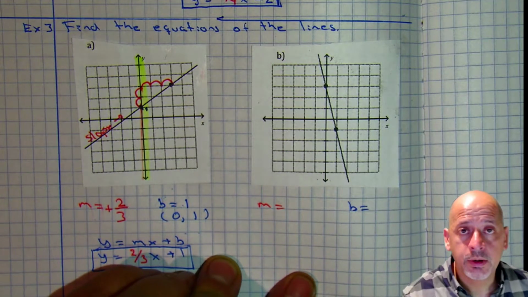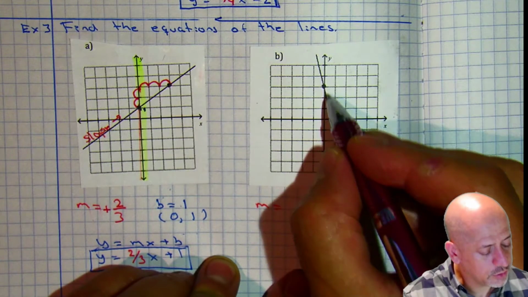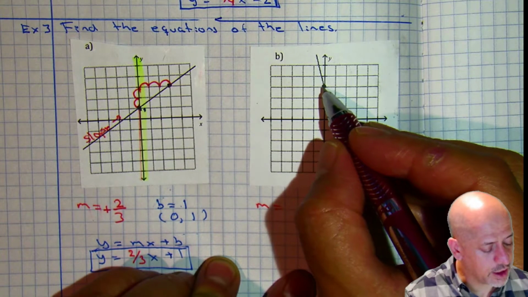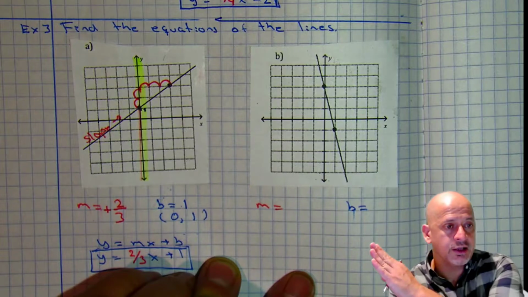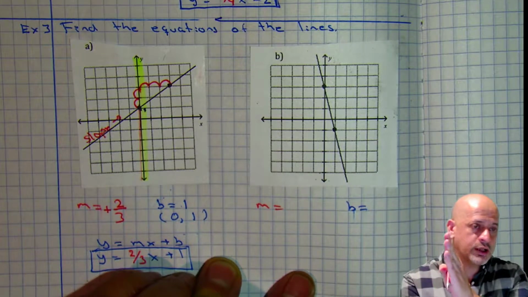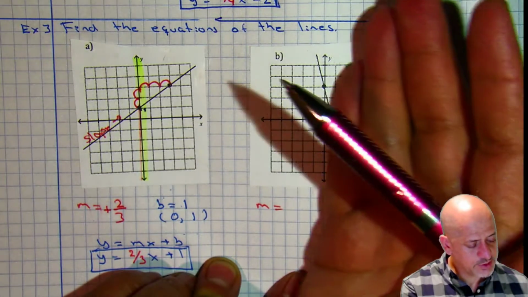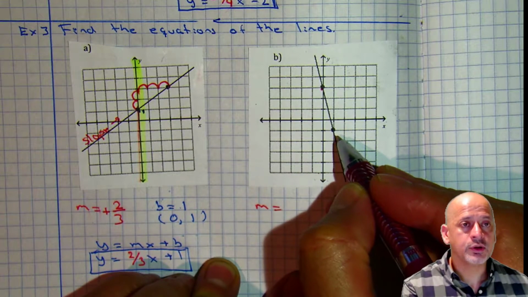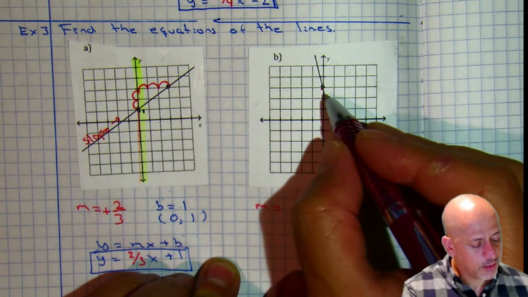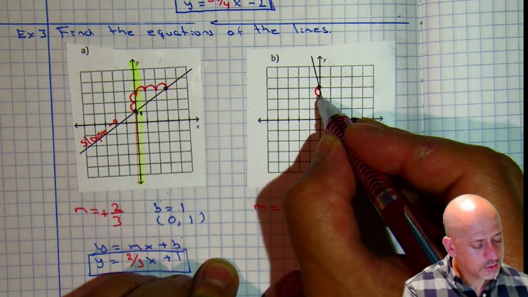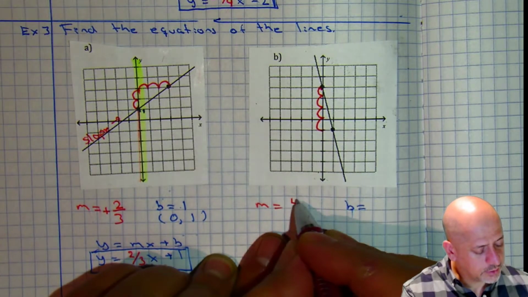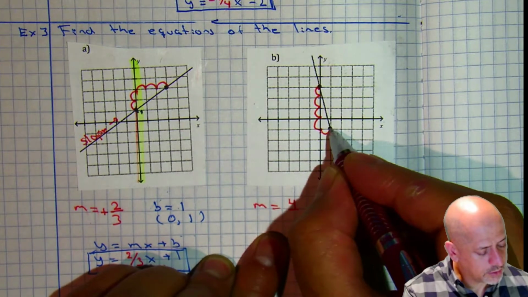To find my slope, I'm going to go from one point to another. I usually start with the point that's further to the left, so I can always go to the right. So I'm going to start with this point, and go from that point to this point. And I'm going to go down. How many do I need to go down? 1, 2, 3, 4. And to the right, 1.